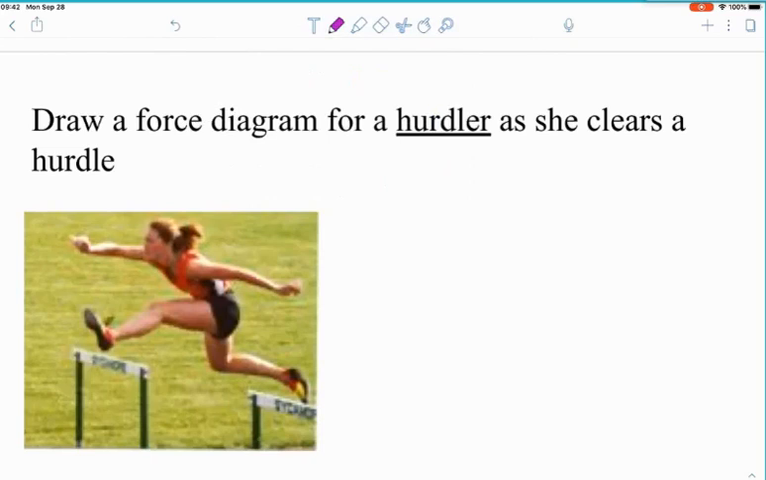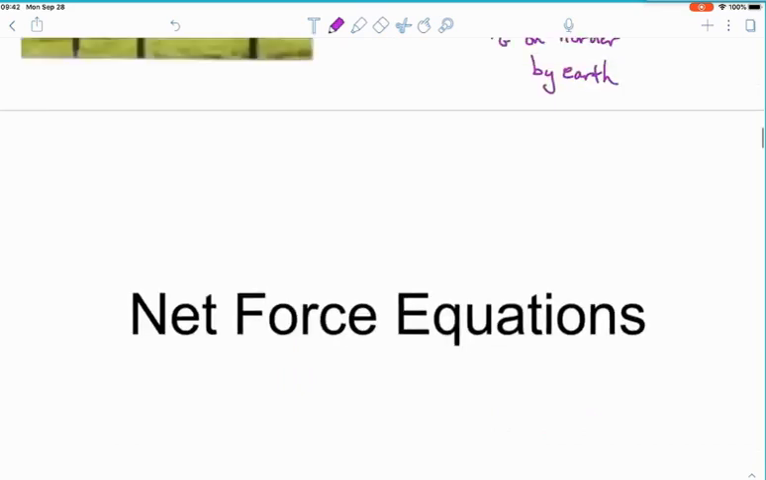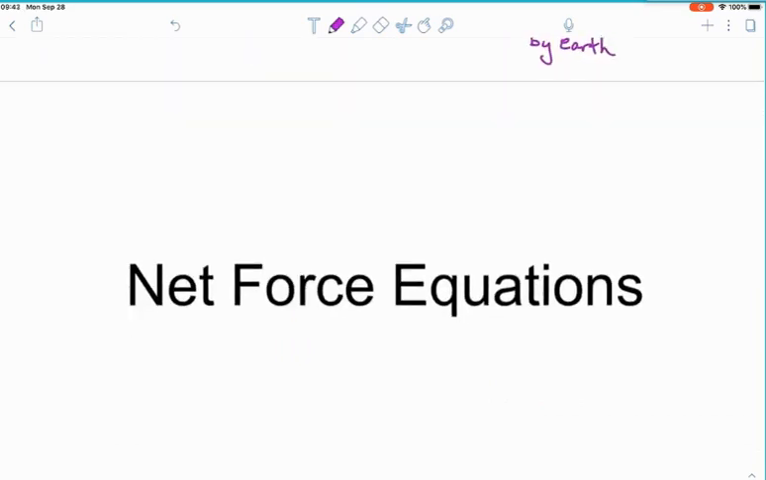Hopefully now you can guess how many forces are acting on this hurdler. She's not touching the ground. She's not touching the hurdle. She is flying through the air. I have my hurdler with gravitational force, and that's it. All right, next we need to talk about net force equations.